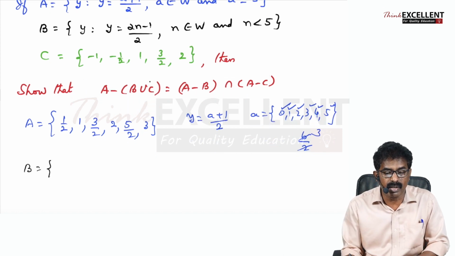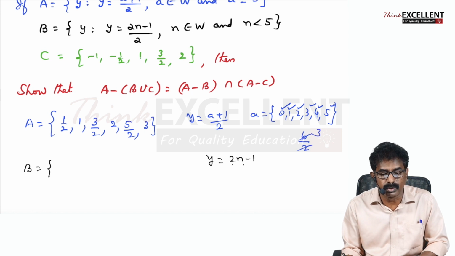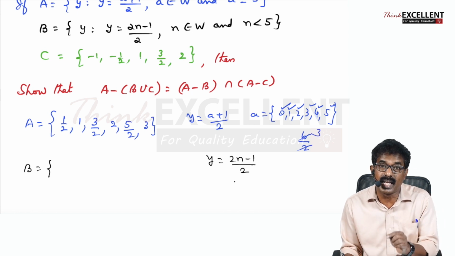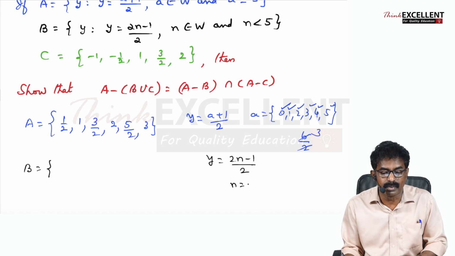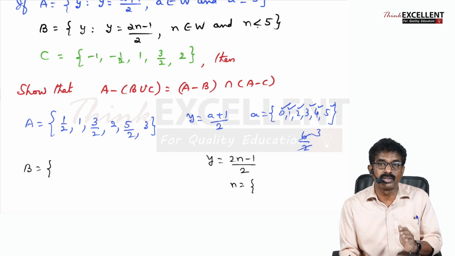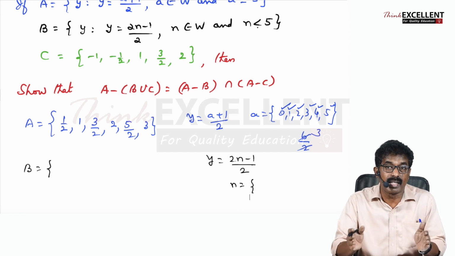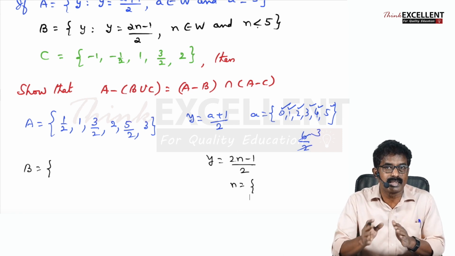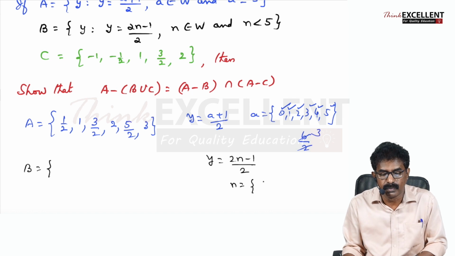B equal to set of all y, and how they define y? Y equal to (2n minus 1) by 2. So again you need what? Now it is in terms of n. I need the value of n. So what is n here? N is a whole number starting from 0. N is less than 5. So all the whole numbers less than 5. It is not less than or equal to, it is less than 5. So up to 4. 0 to 4. 0, 1, 2, 3, 4.